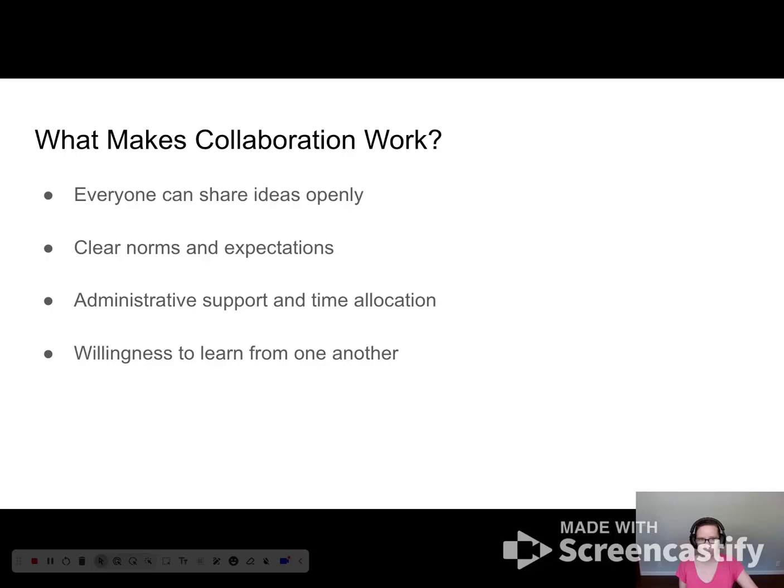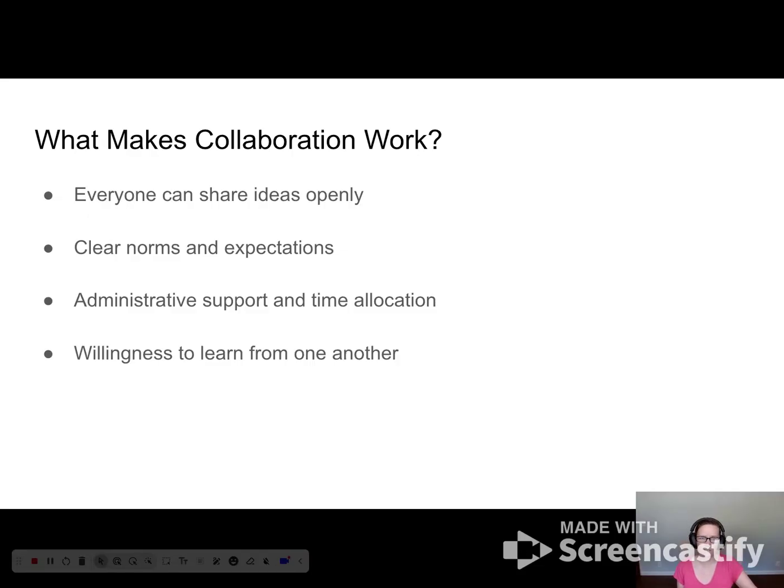So what makes collaboration work? Successful collaboration requires more than a plan. Teams need trust, structure, and support to work through disagreements and celebrate progress. It's a human process that thrives on communication and respect. You have to have that willingness to share ideas, the willingness to learn from each other, and most importantly, administrative support and time allocation, which sometimes can be a challenge, but is so important.